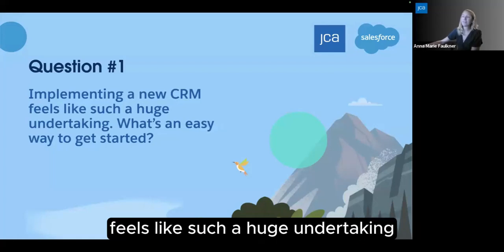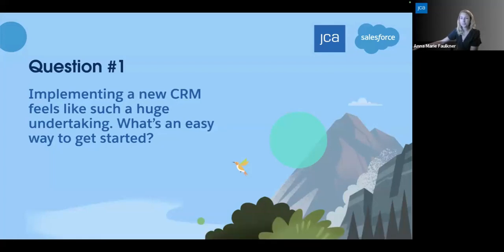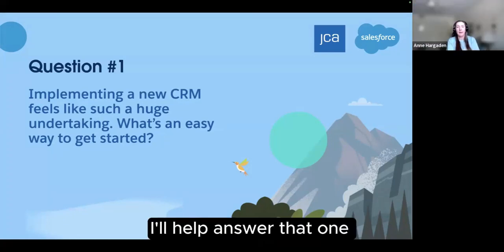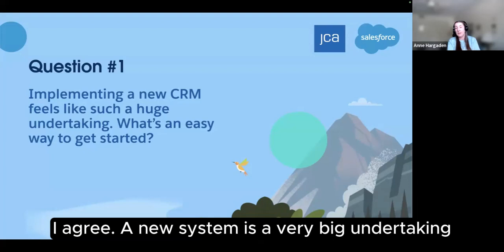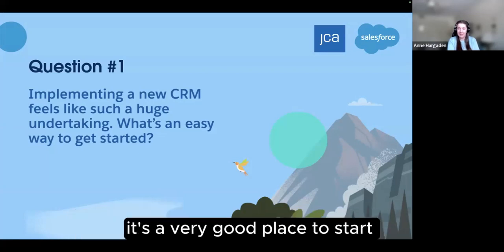Implementing a new CRM feels like such a huge undertaking. What is an easy way to get started? I'll help answer that one. I agree. A new system is a very big undertaking. And as the song says, let's start at the very beginning. It's a very good place to start.